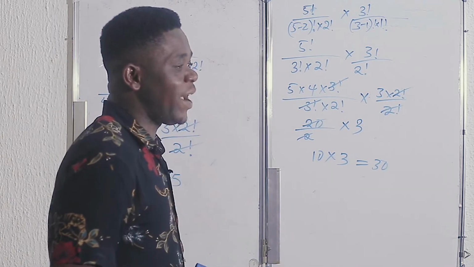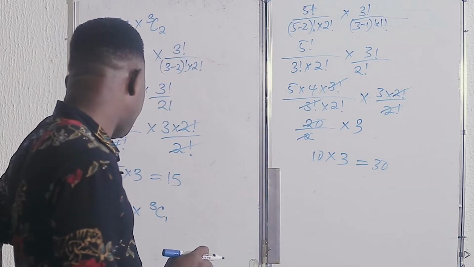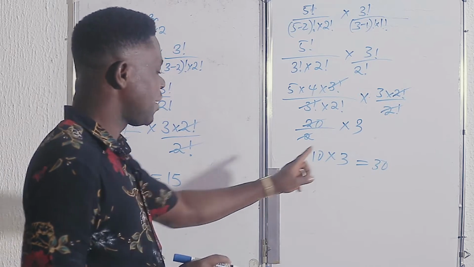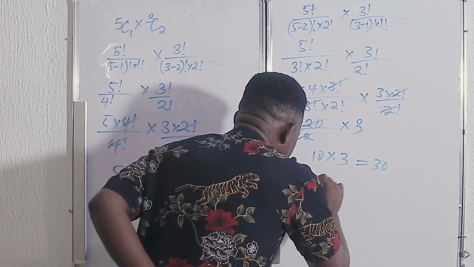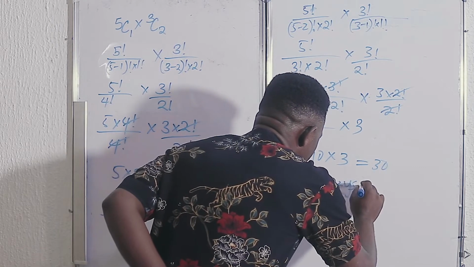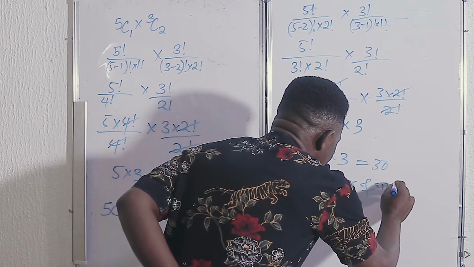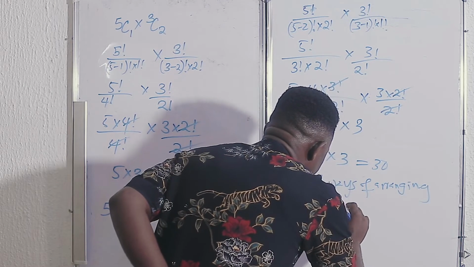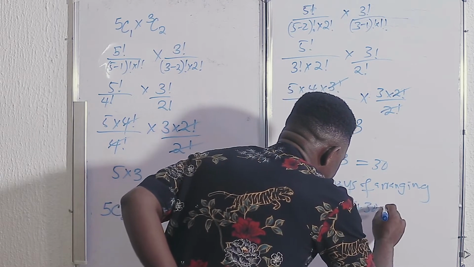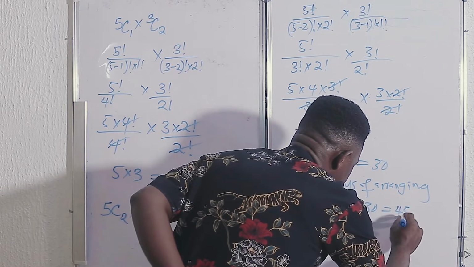So the number of ways of arranging them will be 15 plus 30, which is equal to 45.